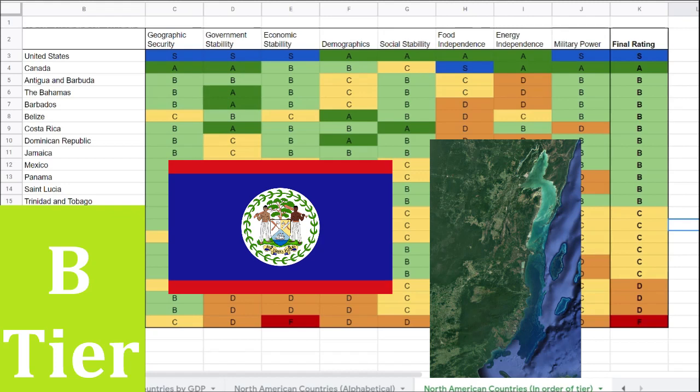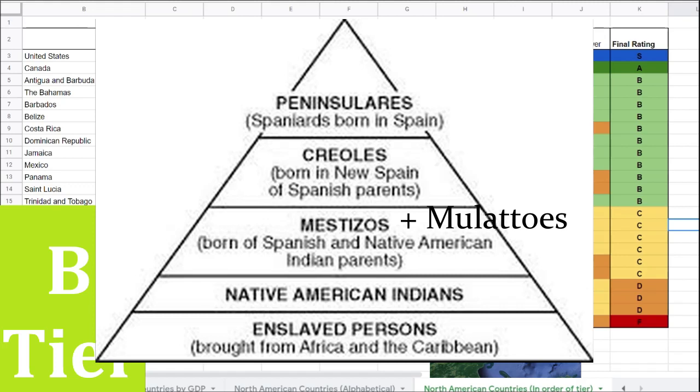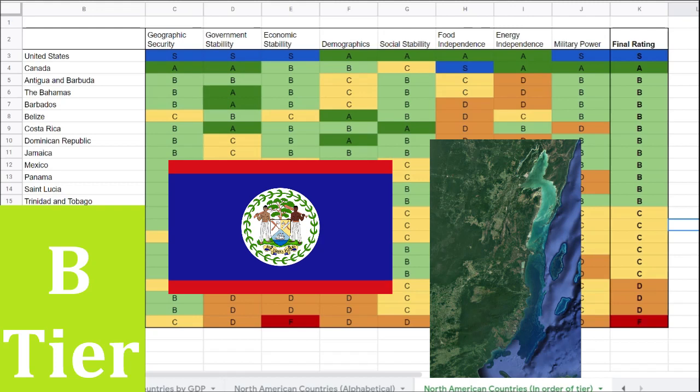I'll explain here why British colonies generally have better social stability than Spanish colonies. Basically, the Spanish had something called the encomienda system. It's where you had different rights depending on if you were a peninsulari, a mulatto, a mestizo, or an indigenous person. Peninsulari are first generation immigrants from Spain, basically the Spaniards.